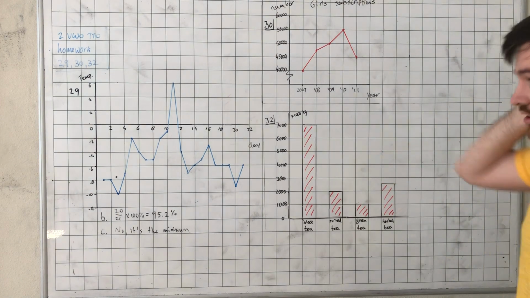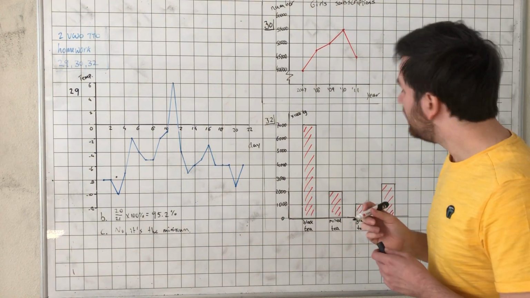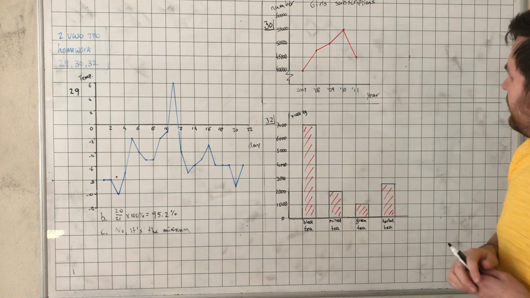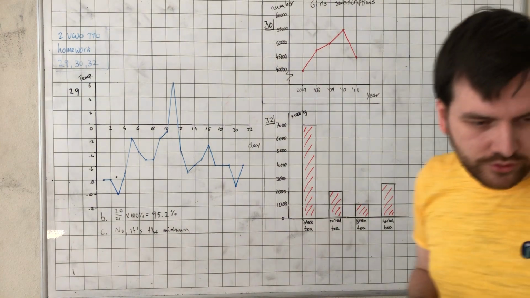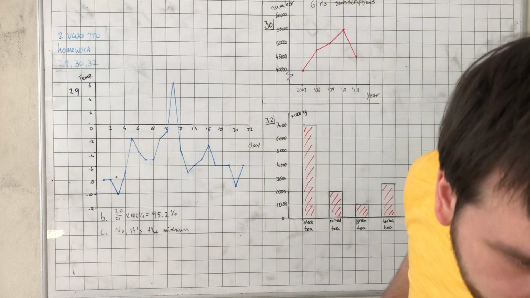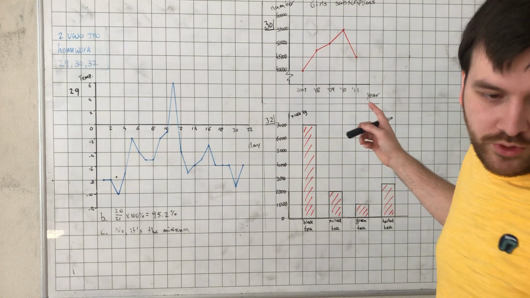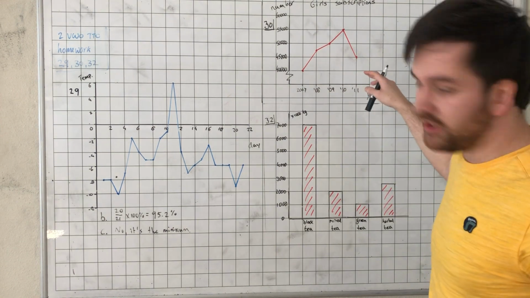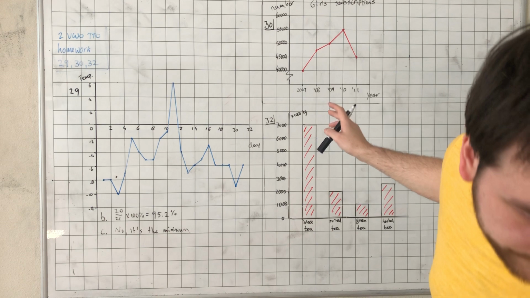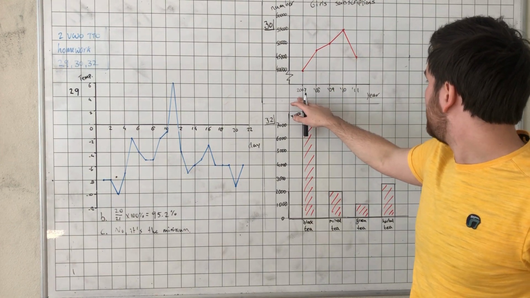So that's exercise 29. Exercise 30, you have to think about it. And the exercise told you, the editor of this magazine said the number of subscriptions was four times as high in 2007.